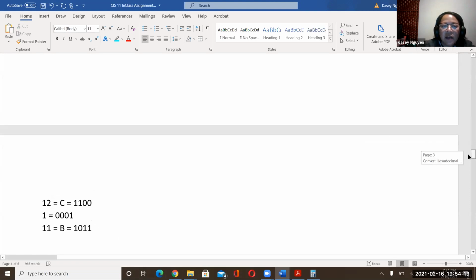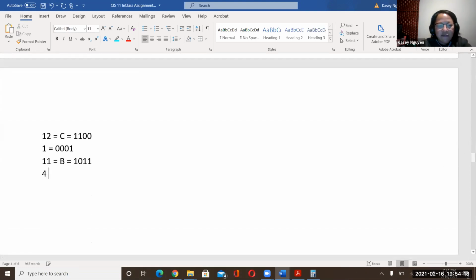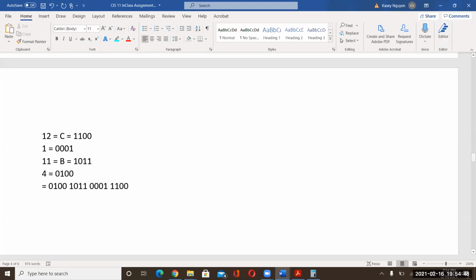And then the next one is 4. 4 is 4 in decimal. So that's going to be what? 8 is off, 4 is on, 2 is off, 1 is off. So when we combine this together, our answer should be, starting with the 4, that's the most significant, 0, 1, 0, 0, and then 1, 0, 1, 1, and then 0, 0, 0, 1, and then 1, 1, 0, 0. That's your answer.